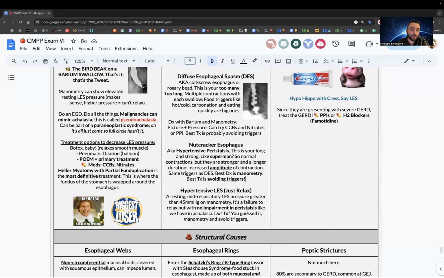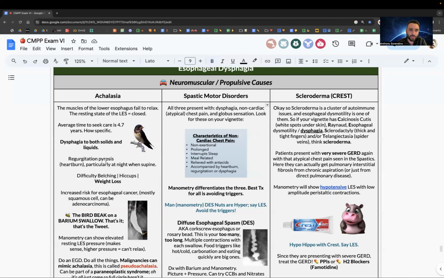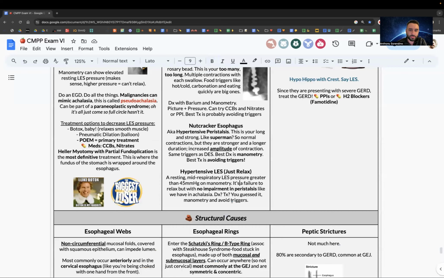Last one here is hypertensive LES. The big thing here is that there's no impairment in peristalsis. And it is mid-respiratory. It's defined as a mid-respiratory pressure greater than 45. So again, it's a failure to relax, but there's no impairment in peristalsis. So you could kind of say it's kind of similar to achalasia, but the big difference there is there's no impairment.